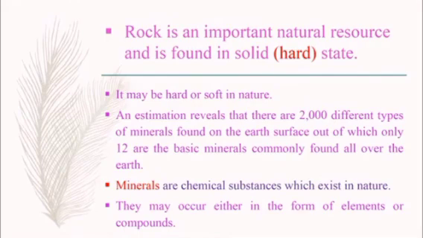An estimation reveals that there are 2000 different types of minerals found on the Earth's surface, out of which only 12 are the basic minerals commonly found all over the Earth. Here, minerals are chemical substances which exist in nature. They may occur either in the form of elements or compounds.